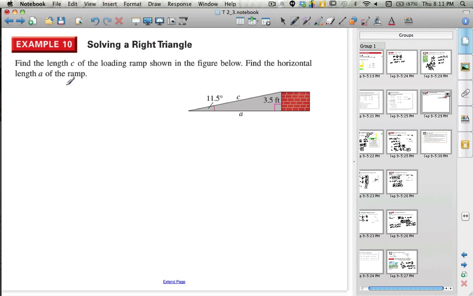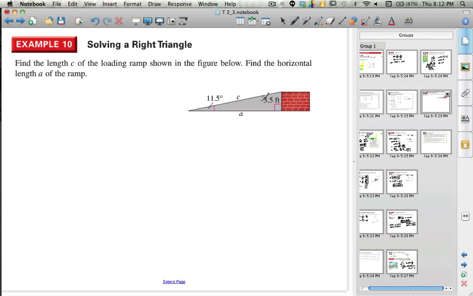So in this problem, I'd like to find the length C, right? This is the hypotenuse of my triangle, the length of a ramp, and also find the horizontal length. If we're looking at a ramp that's 11.5 degrees and it has to be 3.5 feet high, and these sort of incline levels are set by law to accommodate safety around people working in wheelchairs and things like that.